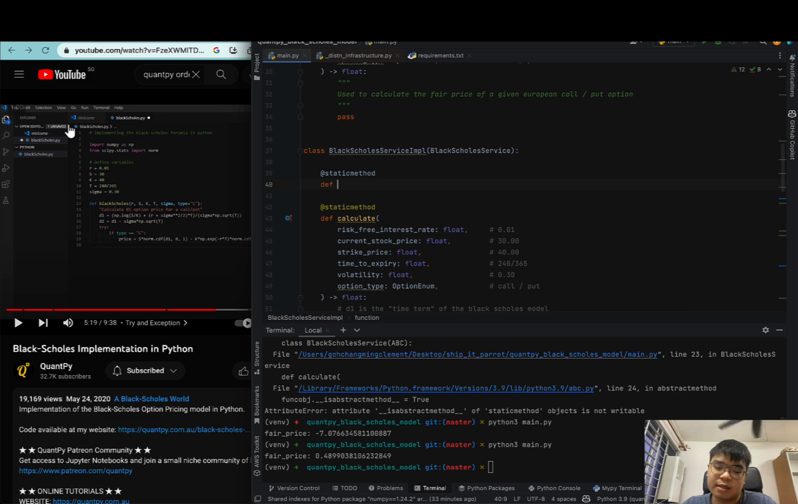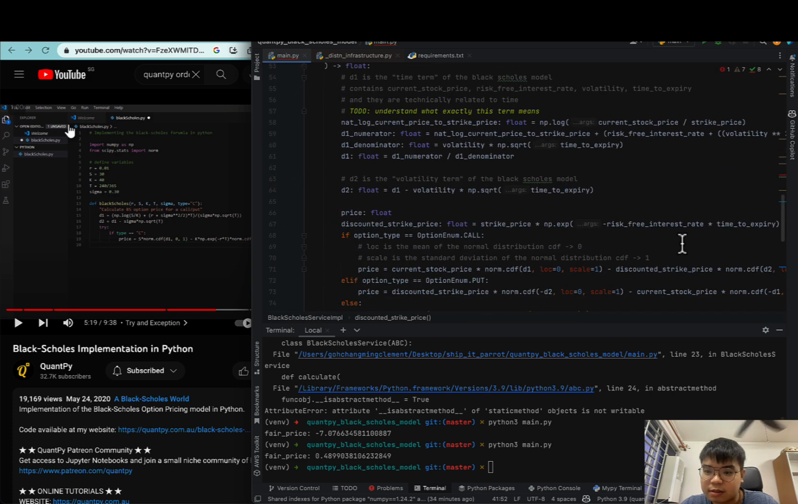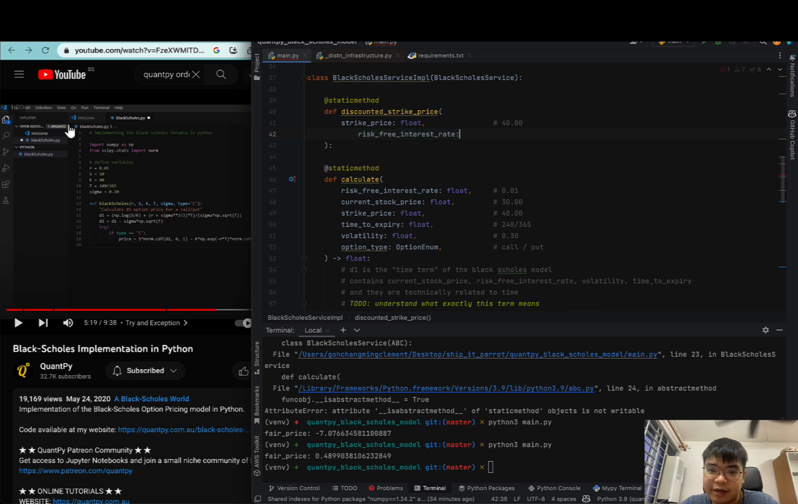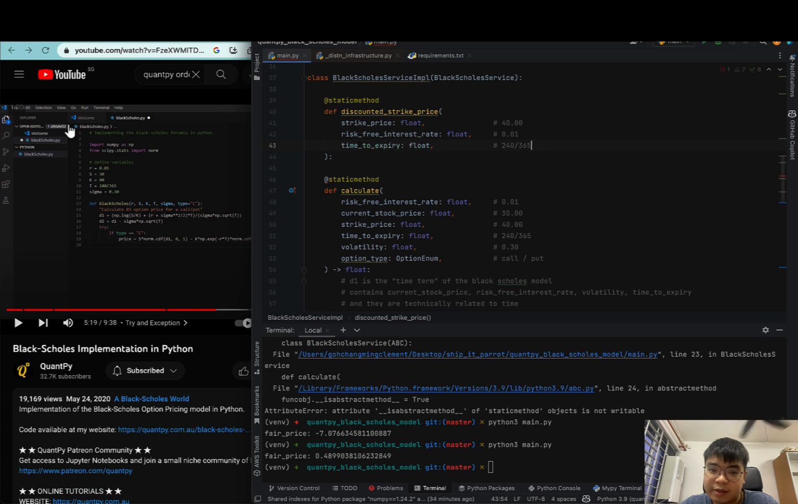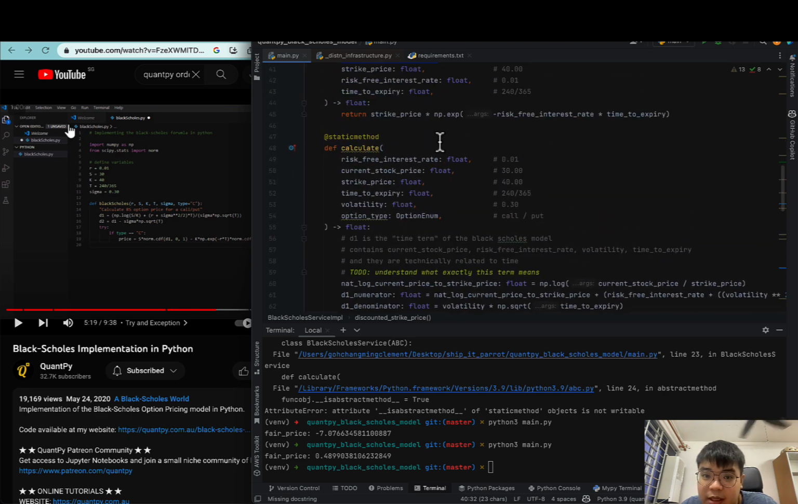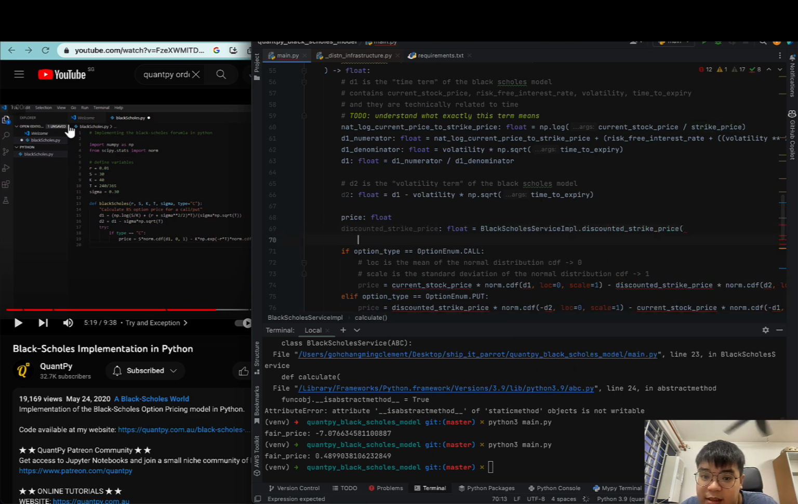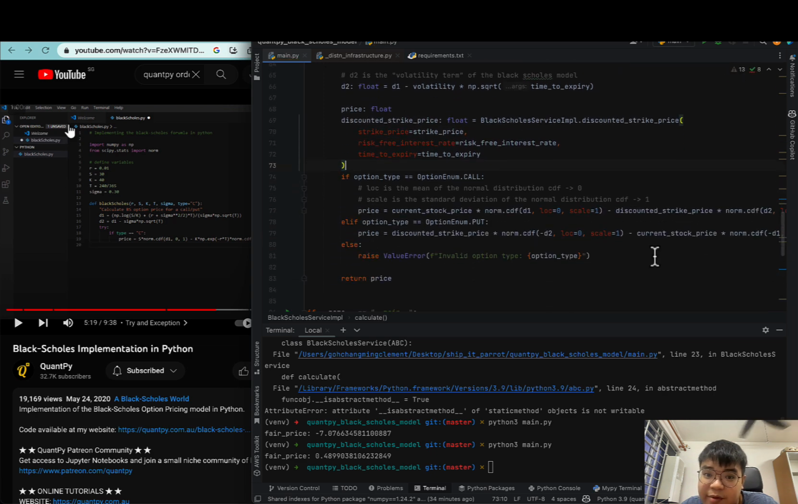Static method discounted strike price. Strike price equals to float. And that's the risk-free interest rate as well as the time to expiry. This gives back a float, and this is strike price multiplied by risk-free interest rates multiplied by time to expiry. The reason why I'm extracting this is so that we can better understand each of these terms separately.